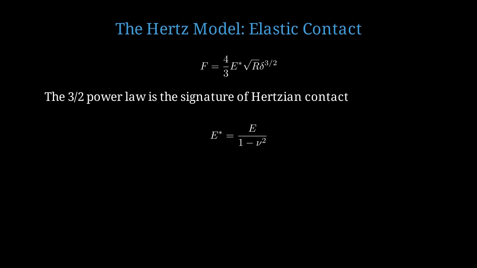The reduced modulus E star equals E over 1 minus nu squared, where E is Young's modulus and nu is Poisson's ratio. This accounts for the fact that both tip and sample can deform. If the tip is much stiffer than the sample, which is often the case with silicon tips on soft polymers or cells, then E star is essentially just the sample's reduced modulus. The Hertz model ignores adhesion.